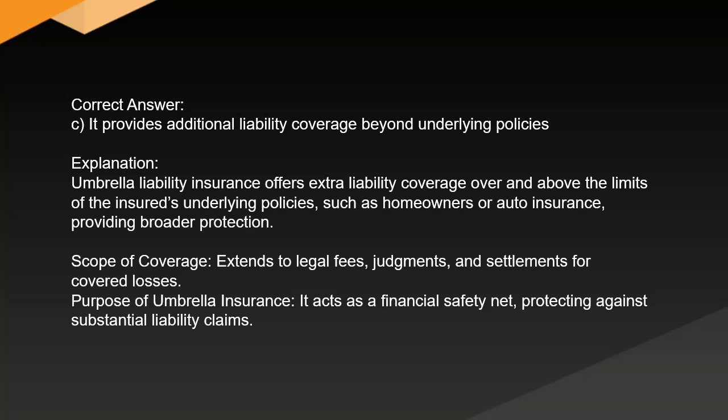Explanation. Umbrella liability insurance offers extra liability coverage over and above the limits of the insured's underlying policies, such as homeowners or auto insurance, providing broader protection. Scope of coverage: extends to legal fees, judgments, and settlements for covered losses. Purpose of umbrella insurance: it acts as a financial safety net, protecting against substantial liability claims.